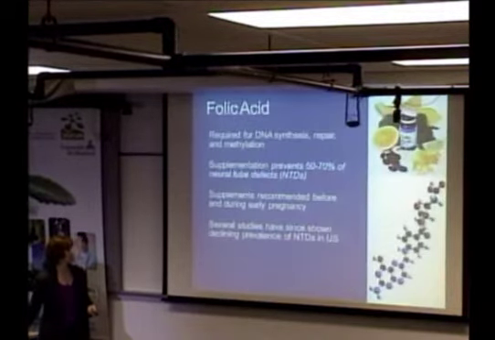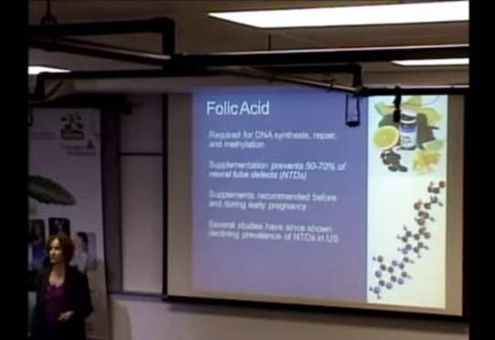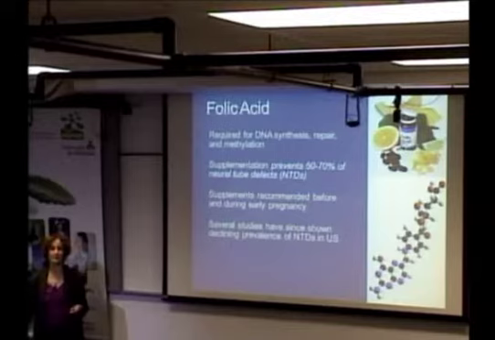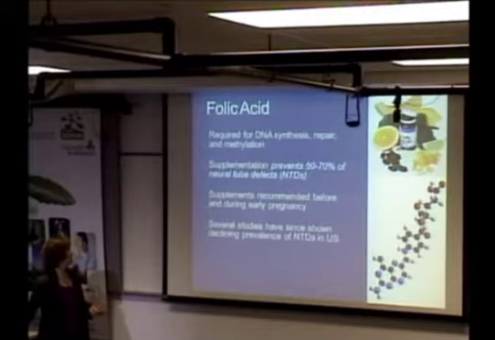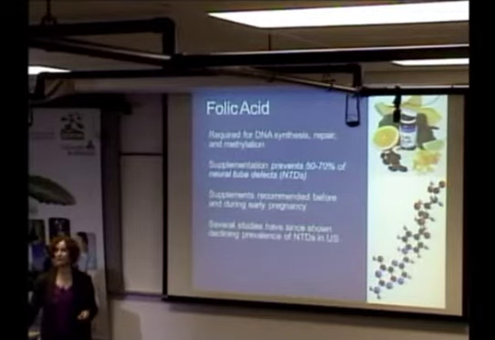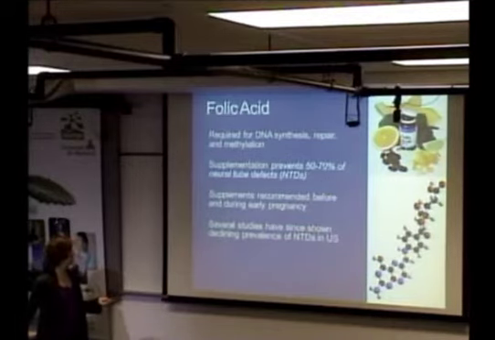So the third one I'll talk about is folic acid. Folic acid is really required for synthesis and repair of DNA. We recommend supplementation because supplementation actually prevents neural tube defects, and more and more women do take these supplements, but they need to be taking them very early in pregnancy.